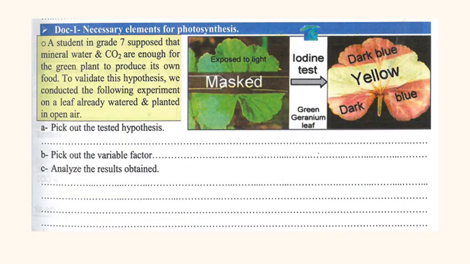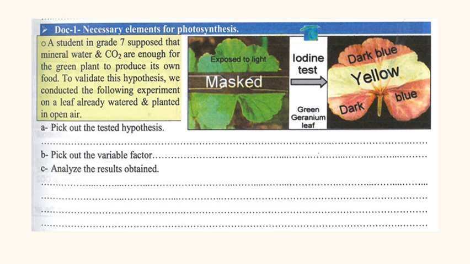Necessary elements for photosynthesis. A student in grade 7 supposed that minerals, water, and CO2 are enough for a green plant to produce its own food. To validate this hypothesis, we conducted the following experiment on a leaf already watered and planted in open air.